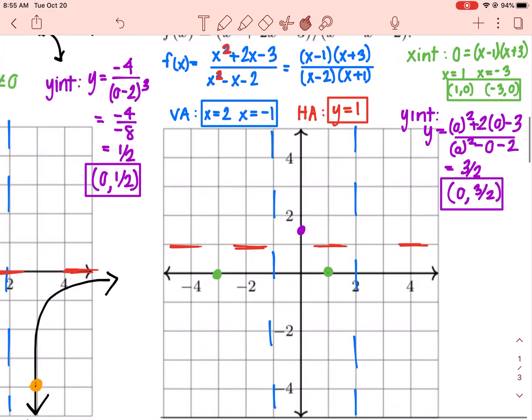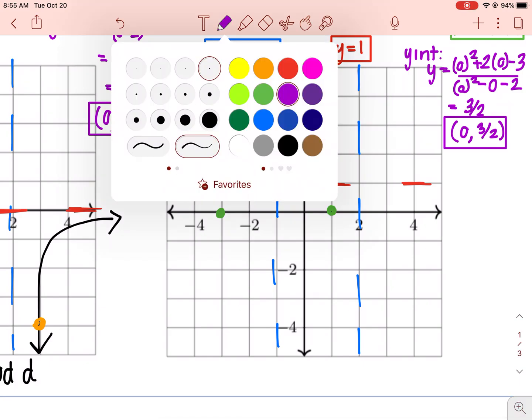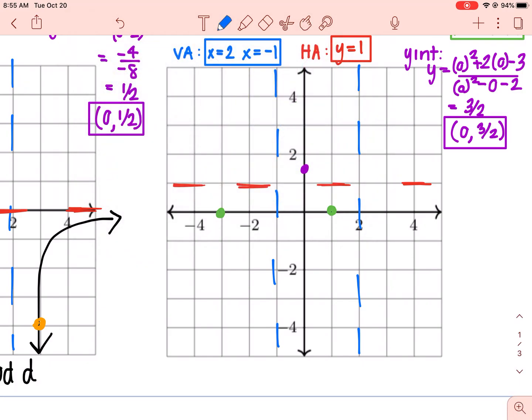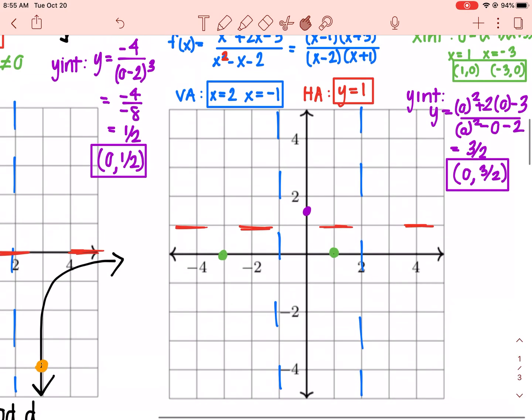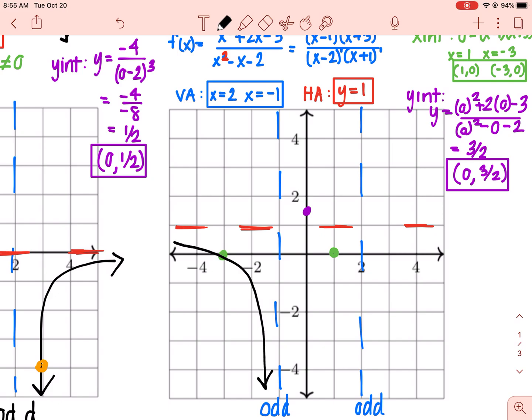Now we have to look at multiplicity. So the multiplicity of my denominator, of my vertical asymptotes, both are odd. If you look right here, they're both power 1. So both are odd, which means you need to approach in opposite directions. Now it's kind of hard to see what this is going to look like. I think maybe I might go like this, right? Hug it. Which means if it's odd and I'm approaching down, this one needs to approach up.